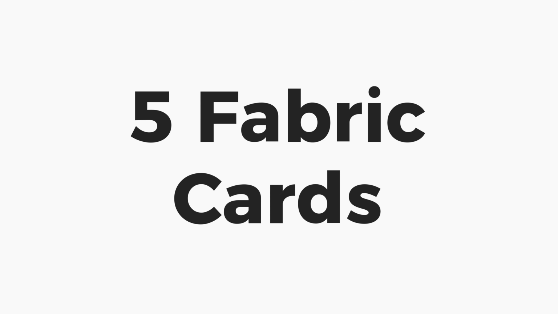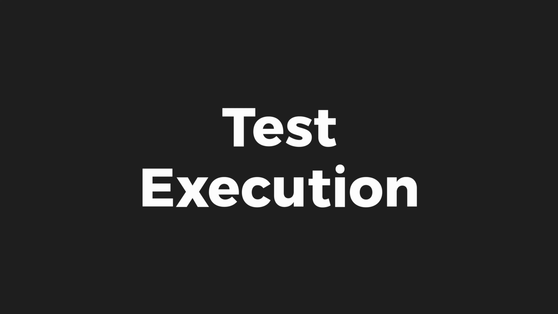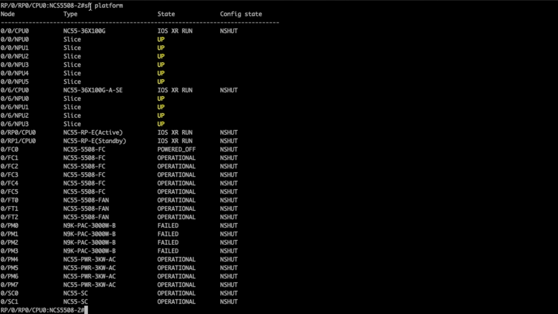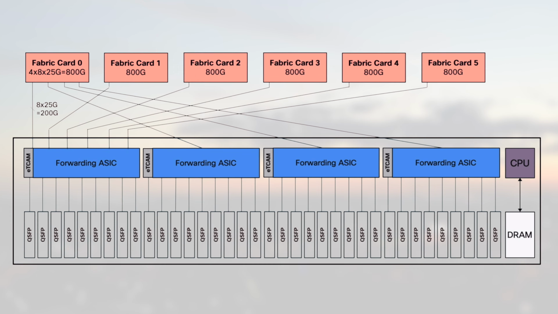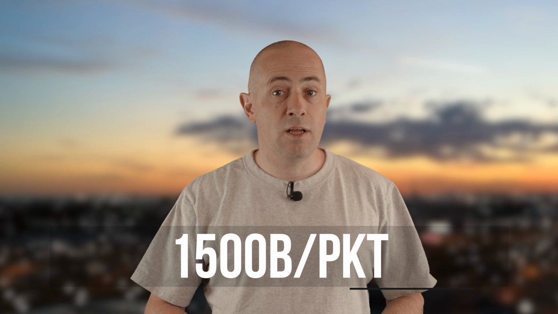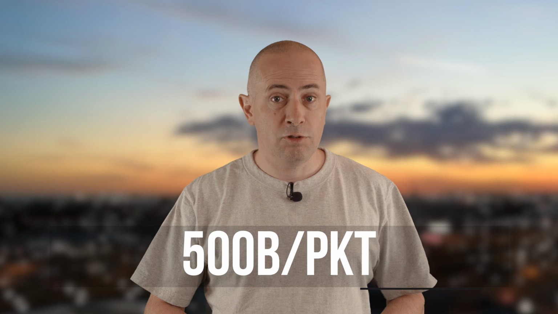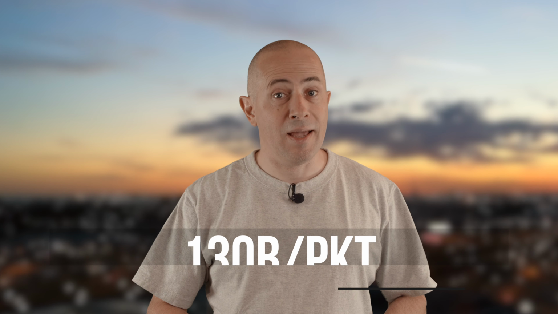Now, back to our test. We will run it on an 8-slot chassis with a 36x100 SE card, powered by 4 Jericho Plus. We will run the test with 1500 byte, 500 byte and 130 byte packet size, and we will see what's happening. Keep in mind we are also using a snake topology, which will increase the impact because of a loop effect.